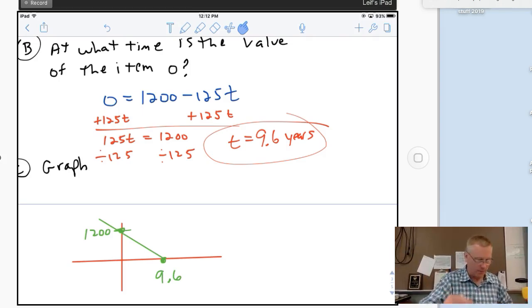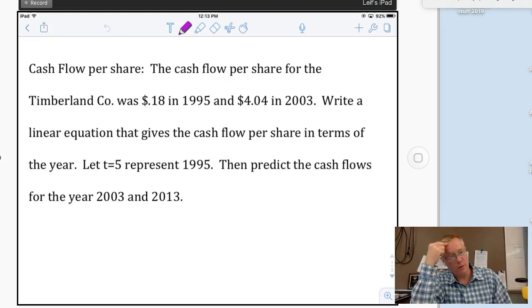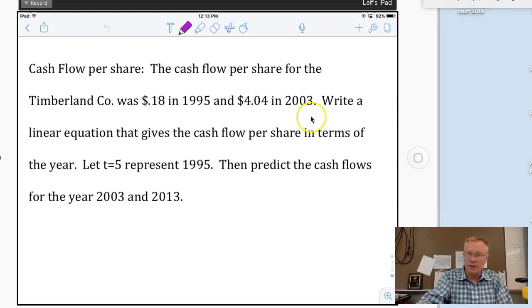Okay, last problem. Same kind of problem. This one's the cash flow per share. It says the cash flow per share for the Timberland Company was 0.18 cents in 1995 and is $4.04 in 2003. Write a linear equation that gives the cash flow per share in terms of the year. Let T represent 1995 and then predict the cash flow for the years 2003 and 2013.